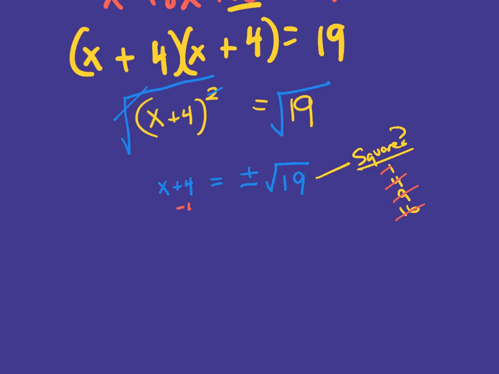All we'll want to do next is just get that x by itself. So we're going to subtract 4, and then you're going to put that in front of the plus minus. So x equals negative 4 plus or minus the square root of 19.